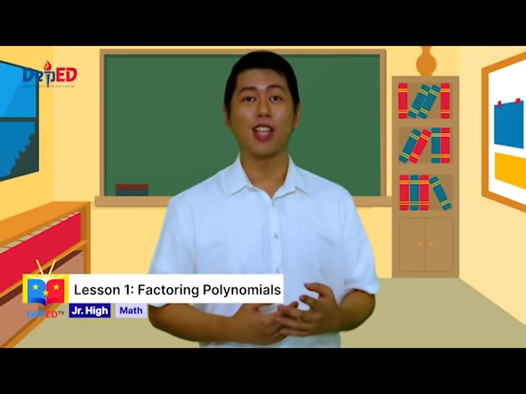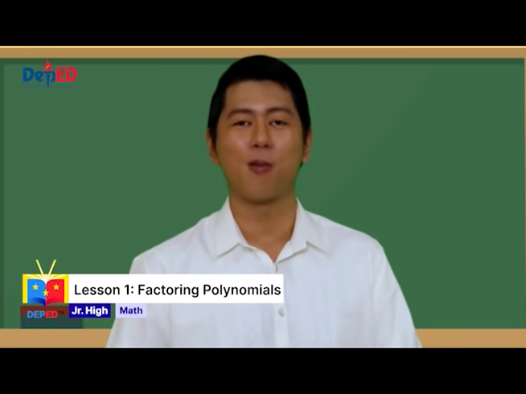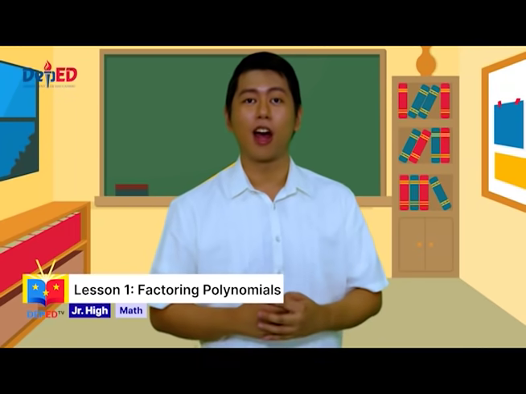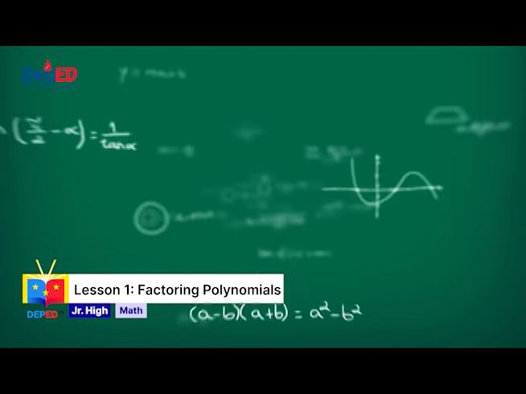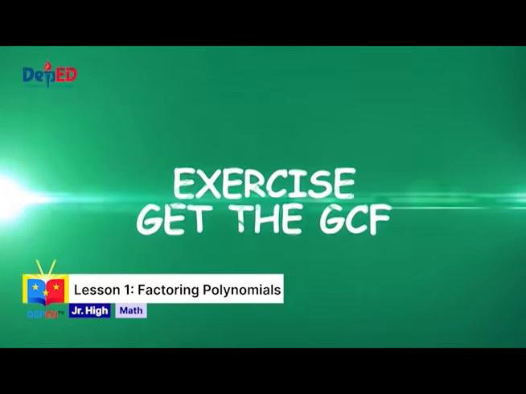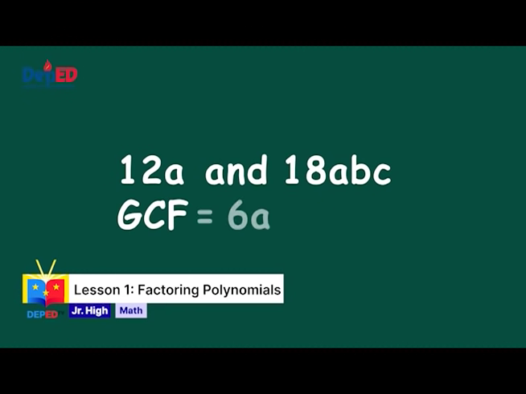We've exercised our eyes on finding common characteristics of things. And we exercised our minds by reviewing prime factorization and the greatest common factor. We may now proceed on how we can use these skills. Let us have an exercise in getting the greatest common factor of these expressions. Let us start with the greatest common factor of 12a and 18abc. The greatest common factor of 12a and 18abc is 6a.